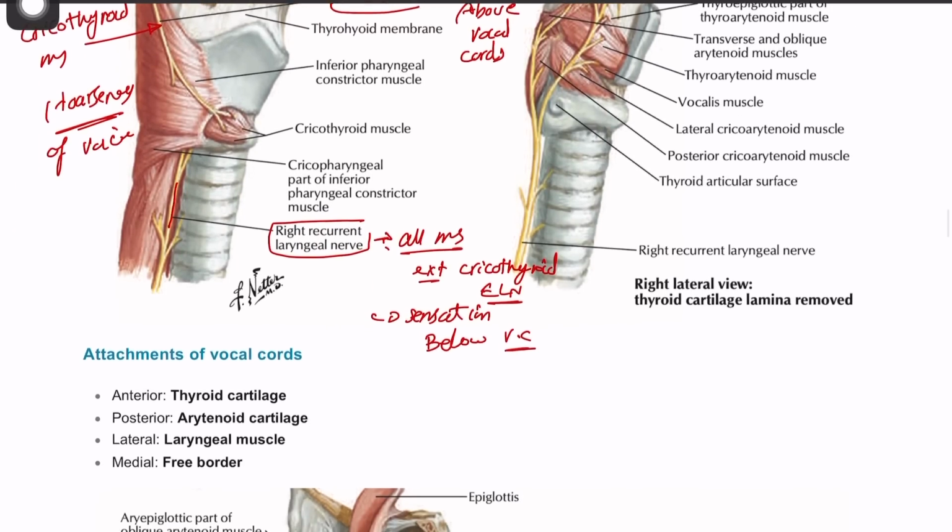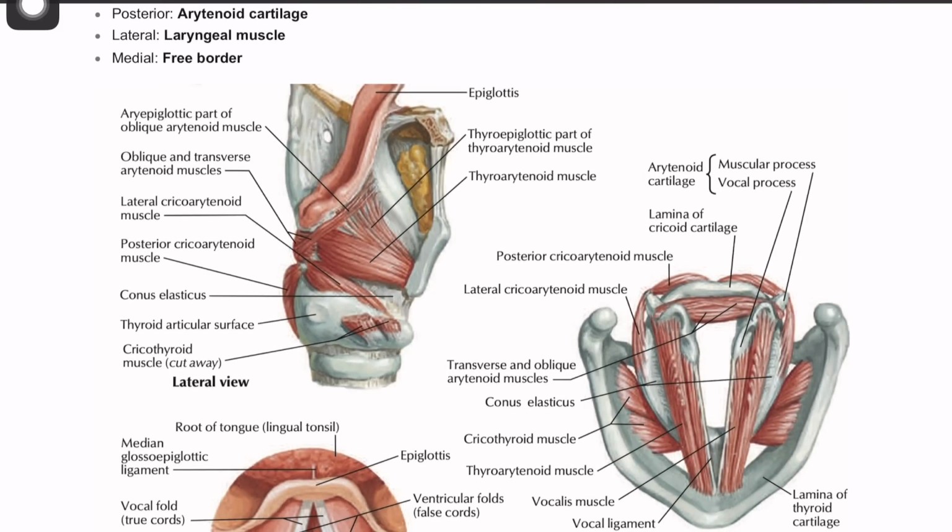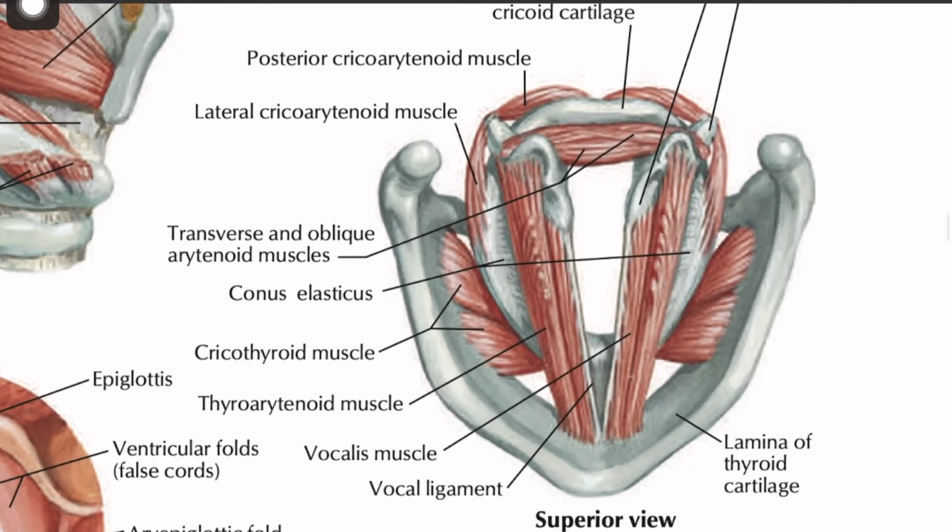Okay, so attachment of vocal cords. This is quite a tricky one. If you look at this, this is the thyroid cartilage in the front, right? We're looking from above, as you see here. So this is the anterior thyroid cartilage, and you have the arytenoid cartilage, which is posterior, as you see here, okay?